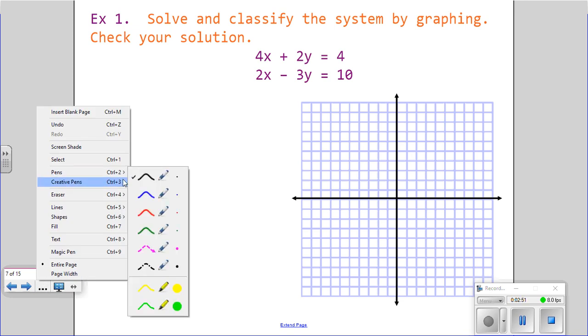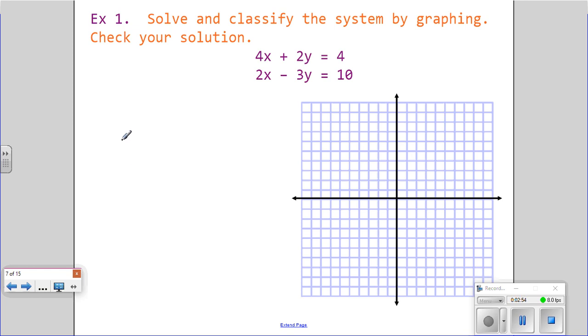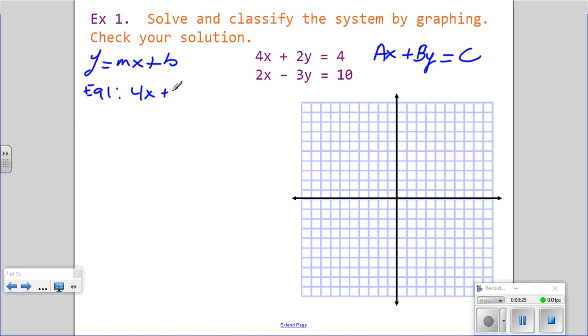So again, there's two ways to graph without a calculator. You can solve for y to get it in slope-intercept form, which is y equals mx plus b format. These are all written in standard form right now. Standard form was ax plus by equals c. To get it into slope-intercept form, you would have to move x to the other side. So equation 1, we have 4x plus 2y equals 4.